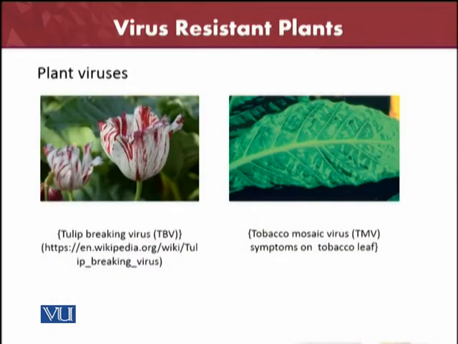There are the plant viruses. There are two kinds of viruses we have given in that diagram. One is the tulip breaking virus, which you can see here, and then the tobacco mosaic virus, which is causing the disease on the leaf.